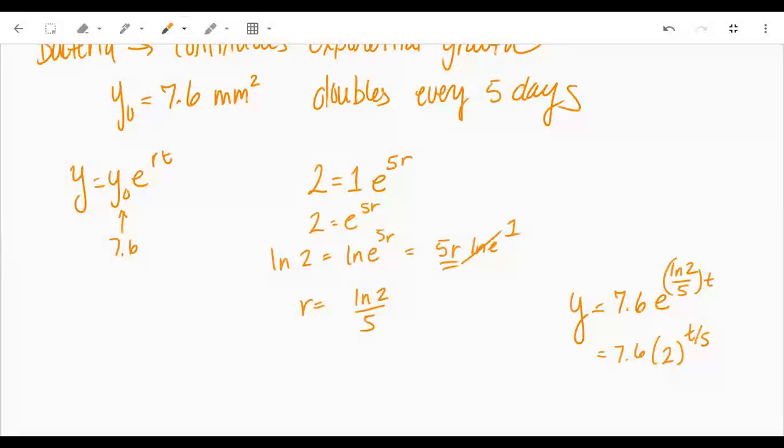Okay, and then for part B, it says find the area in 18 days. So we're just going to plug 18 into that. So that comes out to be about 92.2 millimeters squared. Okay. All right, next one.